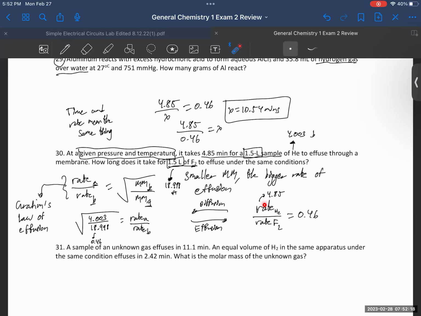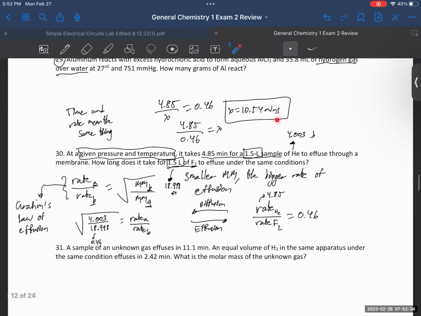So from there, all I did was solve for the rate of F2 using this equation. 4.85 over F2 is 0.46. Then I just divided both sides, and the rate of F2 I got to be, where did I put it? 10.54 minutes. And that does make sense because we know it takes a longer time for the fluorine to diffuse than the helium, since it has a larger molar mass. That makes sense?